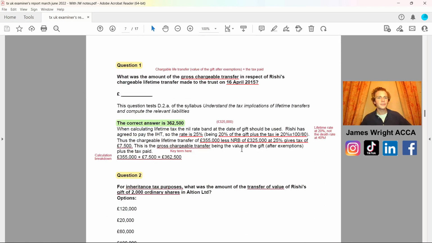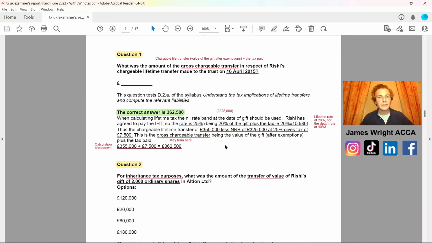So let's head down to some of the answers on here about what the amount of the gross chargeable transfer was for the 16th of April 2015, and just go through it bit by bit and understand the process, what we're saying if you were actually in that scenario. So if you were a tax advisor, how would you go about it?